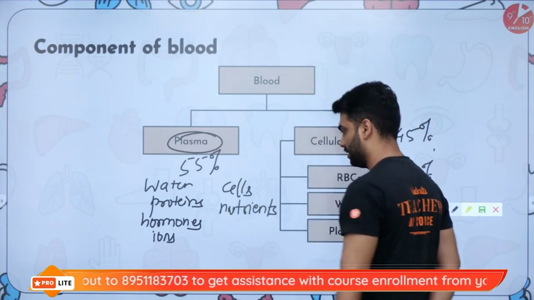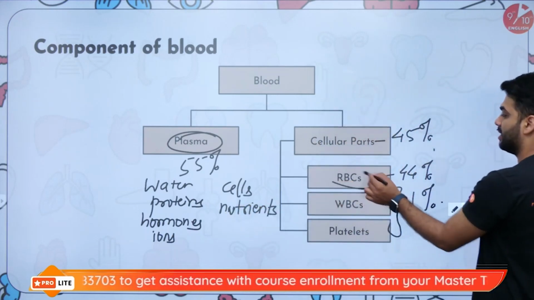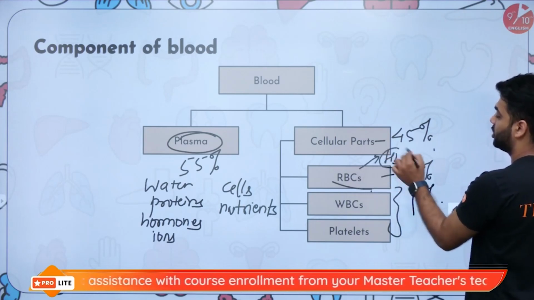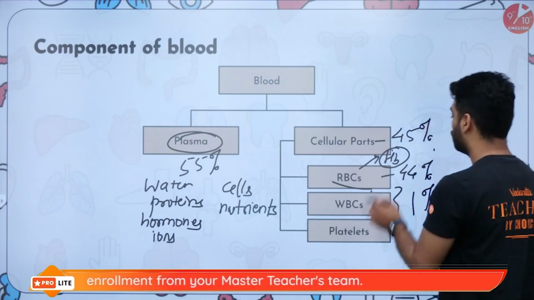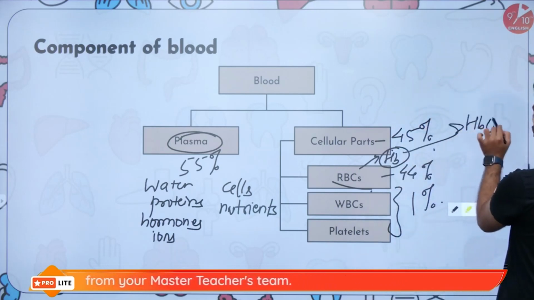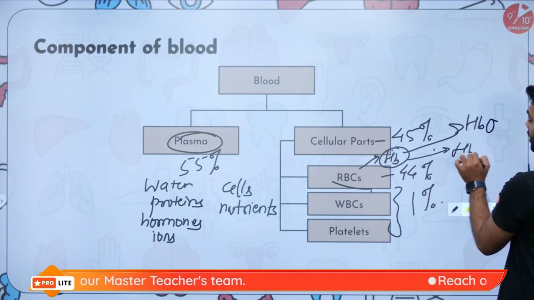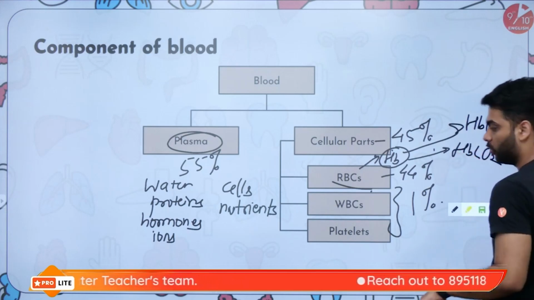It has also got a little amount of leukocytes. RBCs, erythrocytes, have got hemoglobin, which is the iron and the protein part that binds with oxygen to form oxyhemoglobin, and it binds with carbon dioxide to form carbaminohemoglobin.